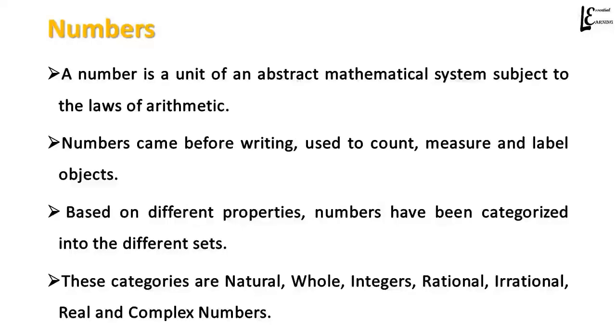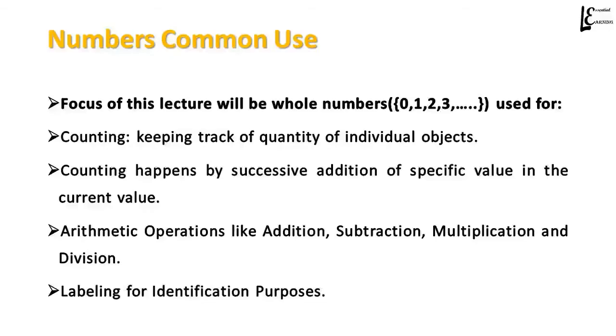A number is a unit of an abstract mathematical system subject to the laws of arithmetic. That is, you can do different types of calculations and perform operations on numbers in mathematics. Numbers came before writing, used to count, measure, and label objects. Based on different properties, numbers have been categorized into different sets in mathematics. These categories are natural numbers, whole numbers, integers, rationals, irrationals, real, and complex numbers.